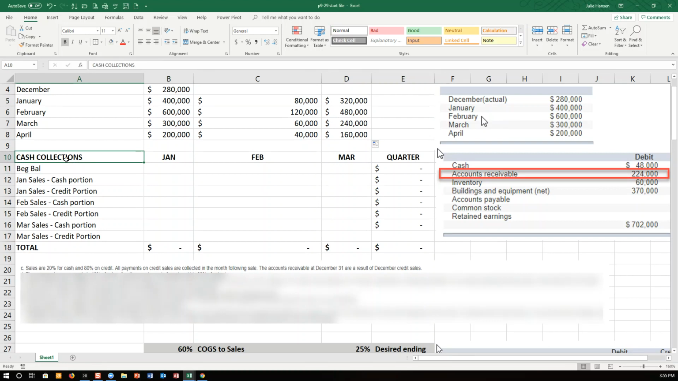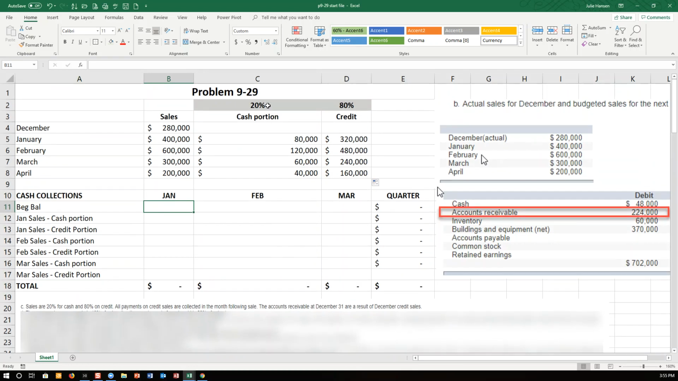All right, so the next part is, what are my cash collections? How much in cash am I going to take in? So there's a beginning balance. Where was there a beginning balance? Well, if you see back here in December, we had $280,000. And if you remember properly, 20% of that $280,000 would have been collected when? Yes, in December, which means 80% of that will be collected the following month, and the following month happens to be January, right? So that's why we're going to begin with a cash balance here.